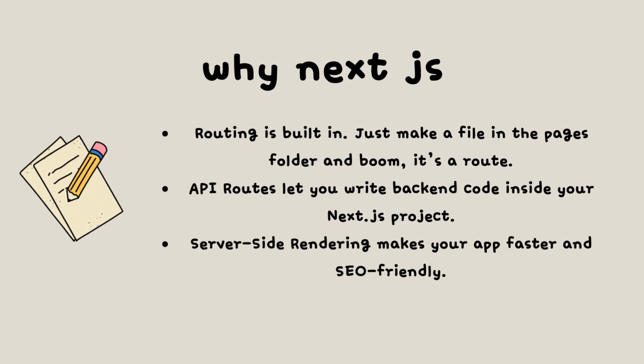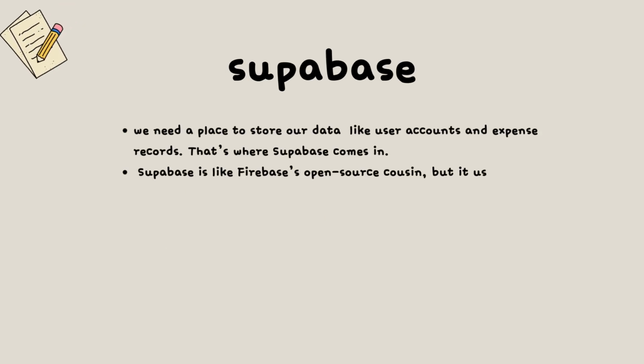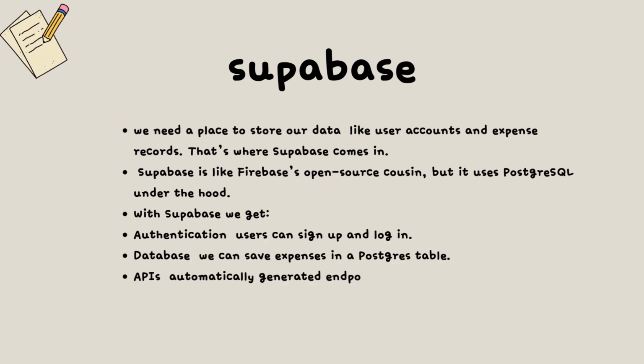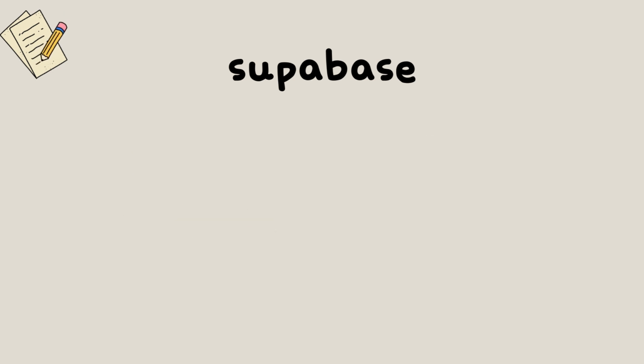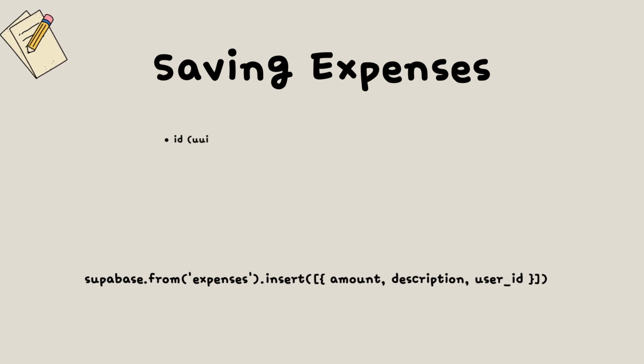First things first, Next.js. Think of Next.js as a magical upgrade to React. You still write React components, but you get extra powers. Routing is built in. Just make a file in the Pages folder and boom, it's a route. API routes let you write backend code inside your Next.js project. Server-side rendering makes your app faster and SEO-friendly.